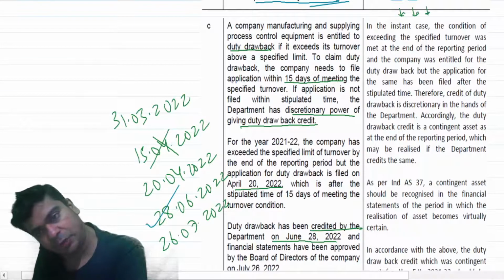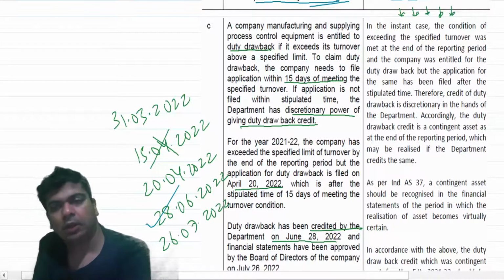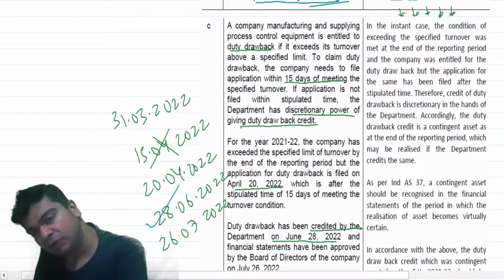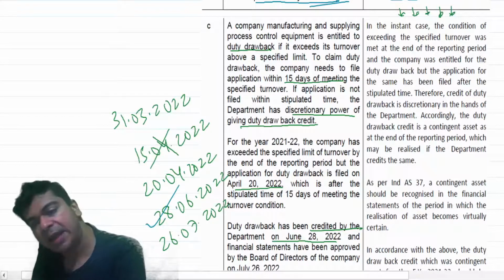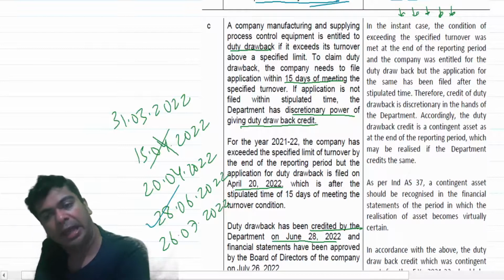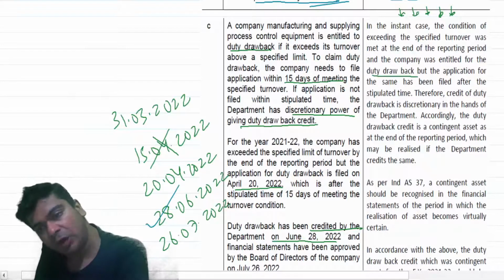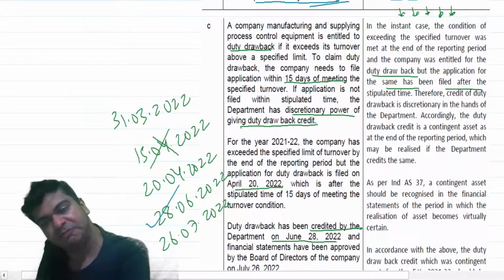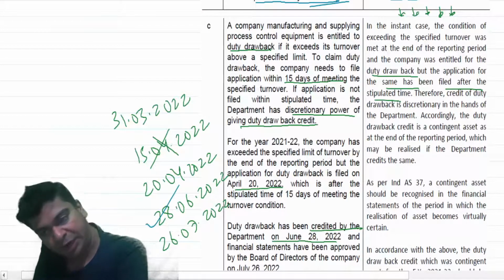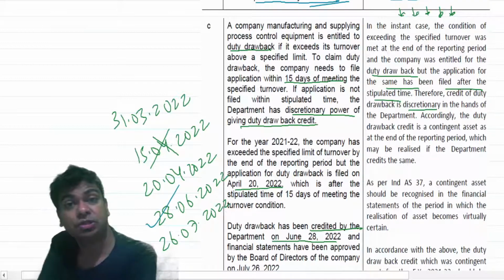Let's read the response. In the instant case, the condition of exceeding the specified turnover was met at the end of the reporting period and the company was entitled for the duty drawback, but the application for the same has been filed after the stipulated time, right? We missed the deadline. Therefore, credit of duty drawback is discretionary.